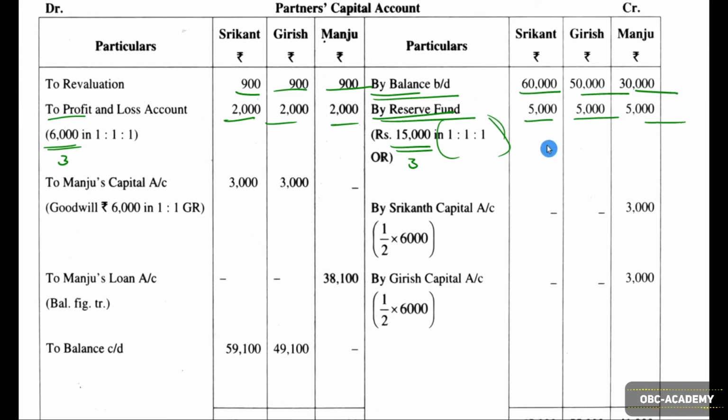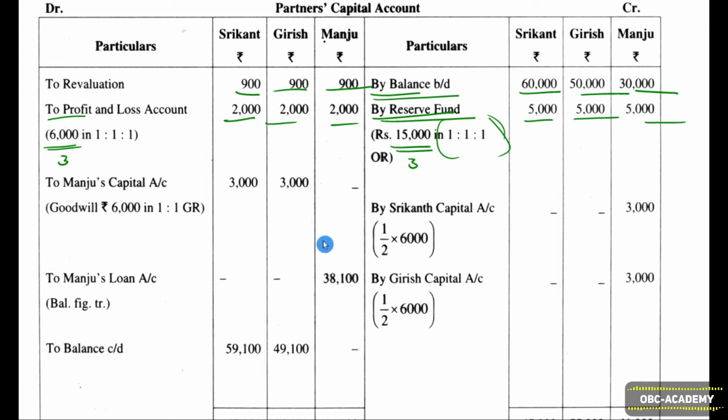So, see, this person is living. Manju is living. Manju's goodwill share is 6,000 rupees. But there is no separate account such as goodwill. Then who should give this 6,000 to Manju? It belongs to Manju, right? Who should give? Srikanth and Girish will give this amount.